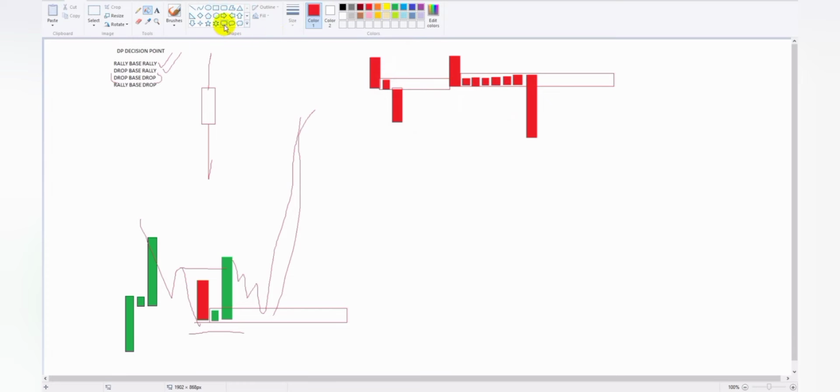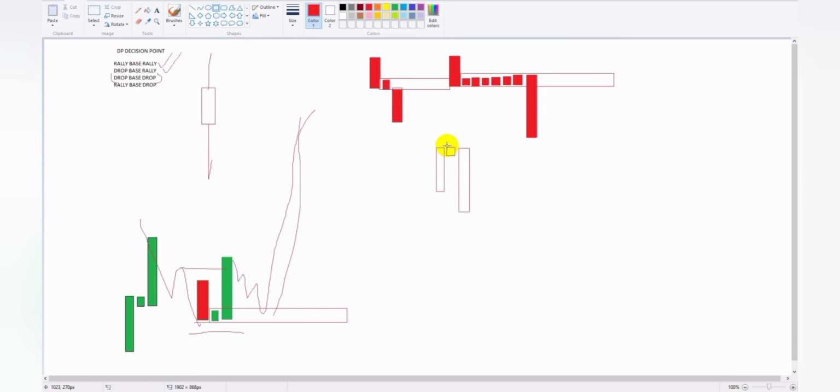Drop base drop. Now you are saying that all these are base candles, and then we have drop. Now the second is rally base drop. This is rally, this is base.